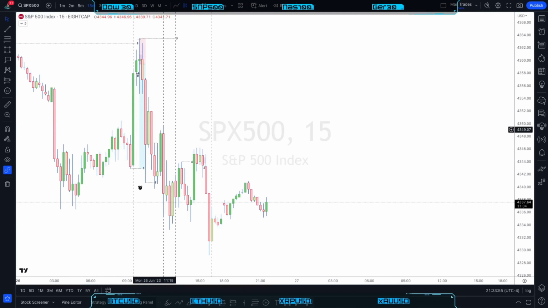Very, very straightforward trade setup. Produced us about 4.13%. Not bad at all.